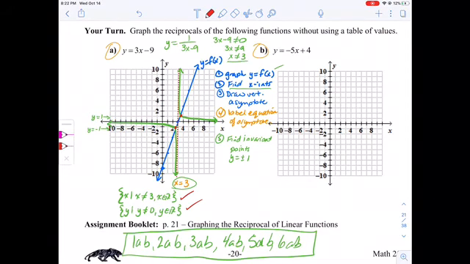Okay, there are no x-intercepts on this graph, but there is a y-intercept here. Our y-intercept on our original function was 0, negative 9, okay? 0, negative 9 is our original y-intercept, and the y-intercept of our reciprocal function here would be 0, negative 1/9, okay? Because of course it's the reciprocal of the y coordinate that changes.